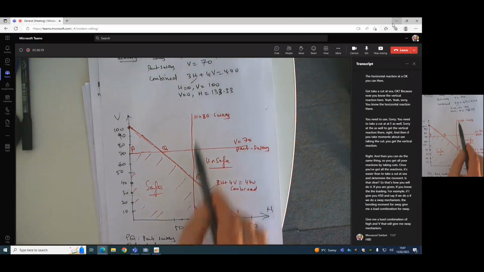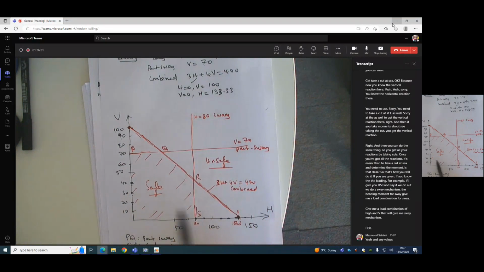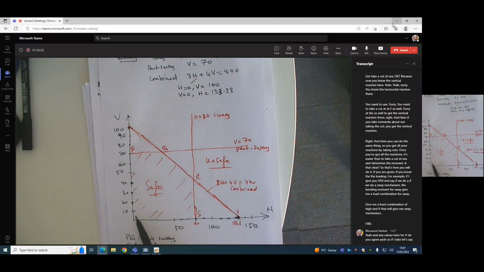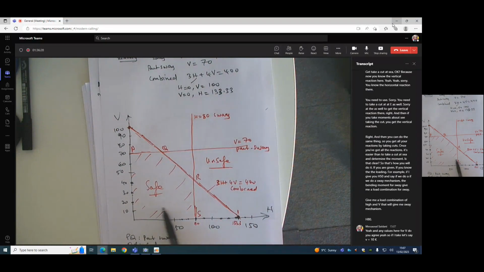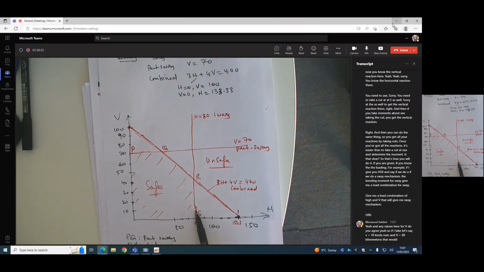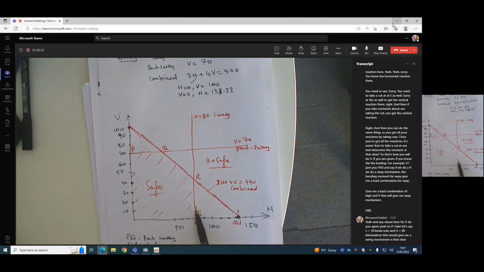H80, yeah, and any values here for V. Do you agree? Yeah. So if I take, let's say, V equals 10 kilonewtons and H equals 80 kilonewtons, that will give me a sway mechanism. Is that clear, everyone? Yeah.